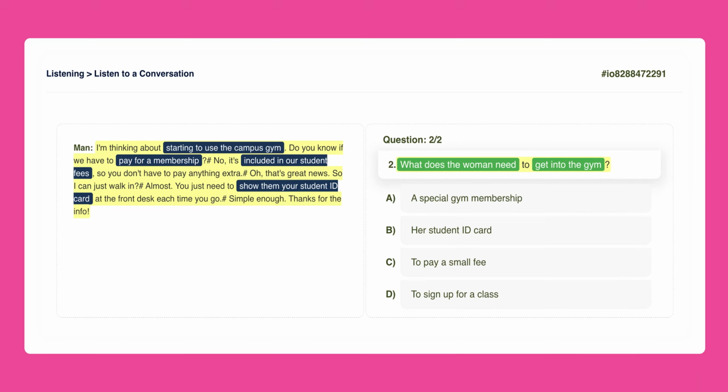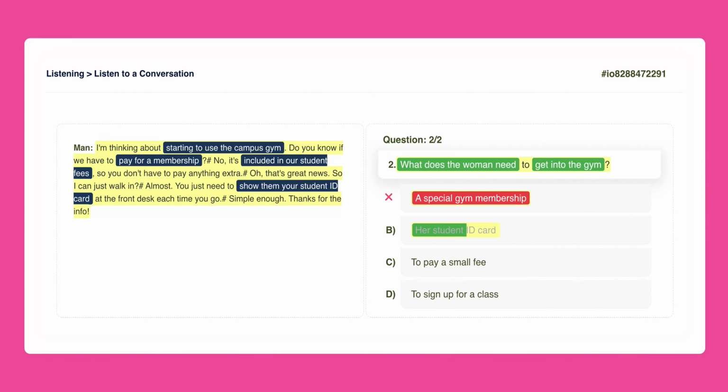Let's take a closer look at option A, a special gym membership. Option A is a special gym membership. The man actually says the opposite. He says, it's included in our student fees, and she does not need to pay extra. Therefore, a special membership is not required. This is incorrect.